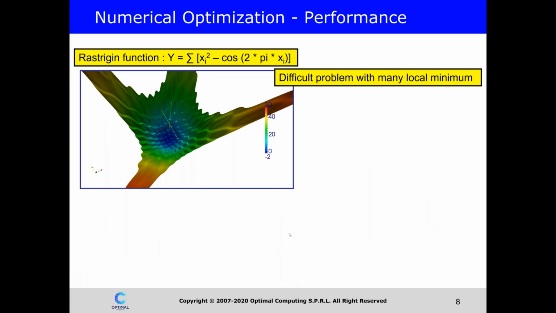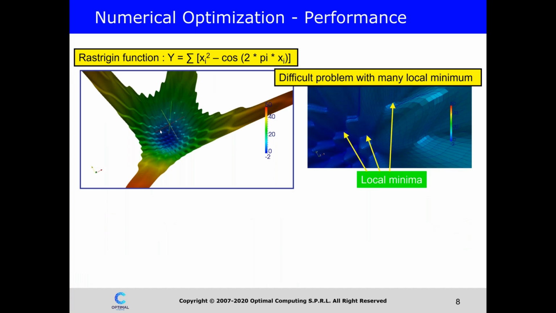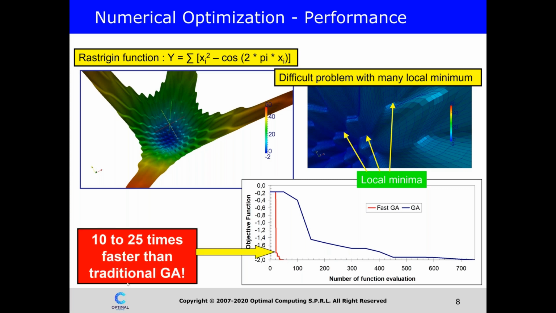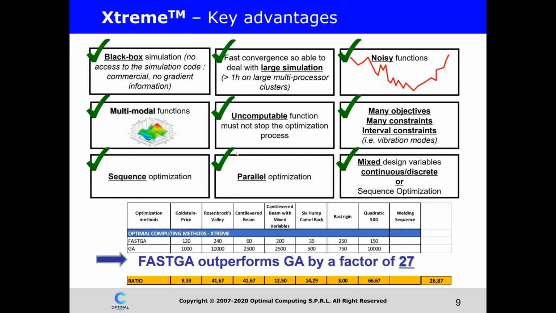Another test function is this one, where you see it's full of bumps and local minima. And again, you see the performance using a genetic algorithm in terms of number of function evaluations. And if you use the FastGA, it's very quick to go directly to the true optimum. And typically, again, the same ratio, between 10 and 25 times faster than a traditional genetic algorithm.